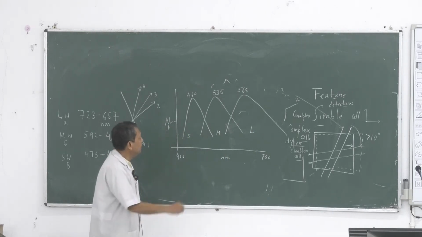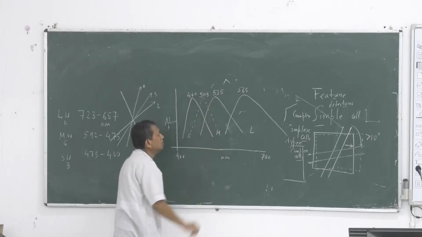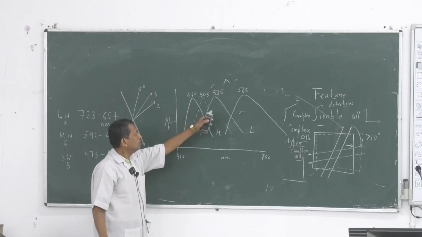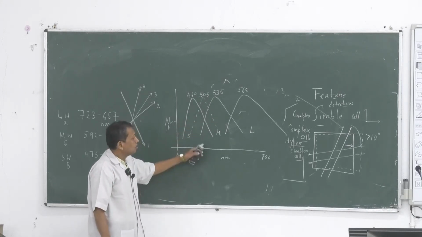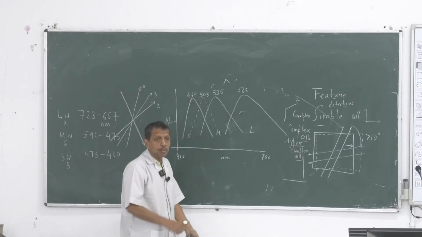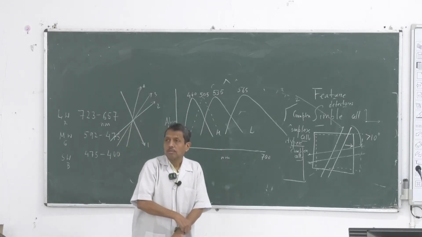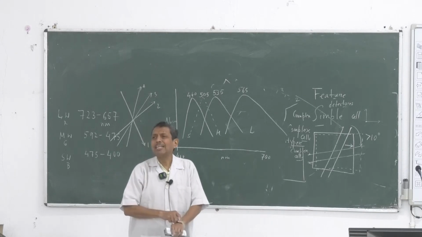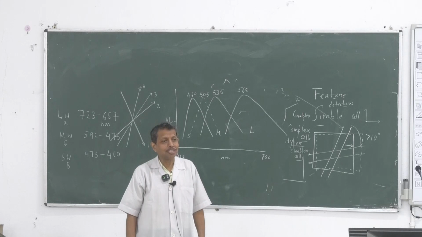In case of rods, it is 505. In case of rods, and these are the cones, and this is the rods, 505. And their maximum absorbance is at this value. And there are different types of cone cells. Different types of cone cells are there.